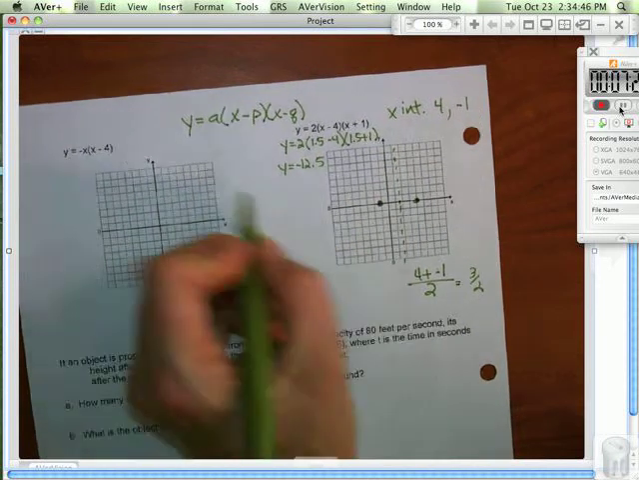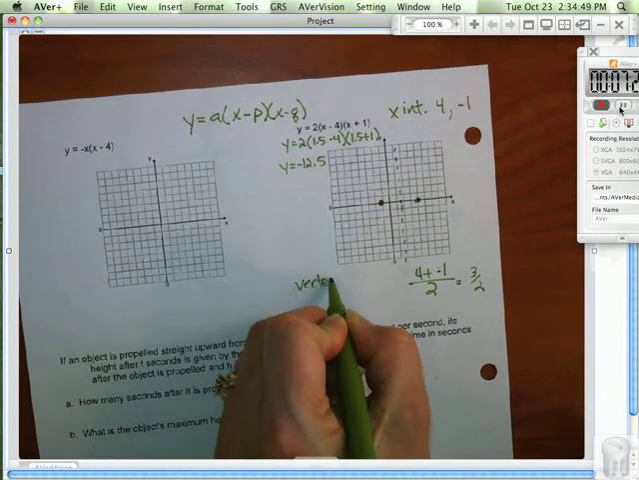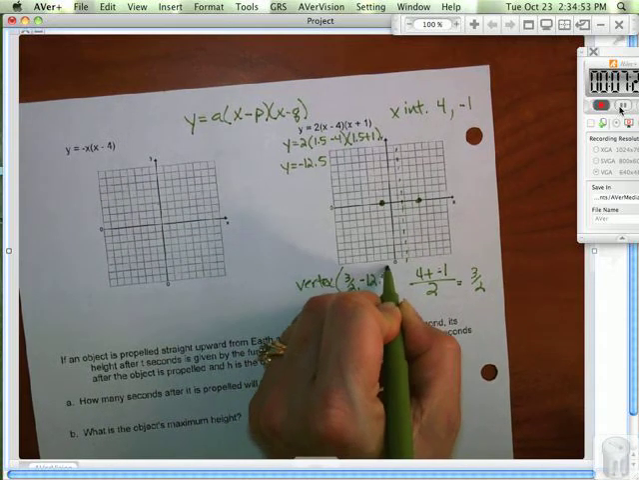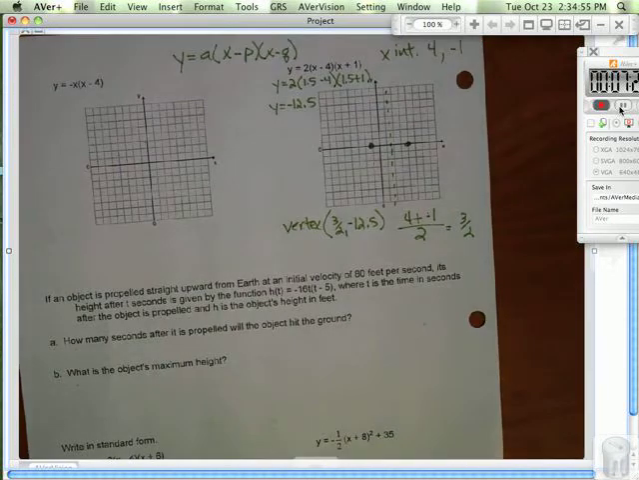So my vertex is 3 halves, negative 12.5. Or decimal form. It doesn't matter how you write it. Decimal, fraction, I don't really care.